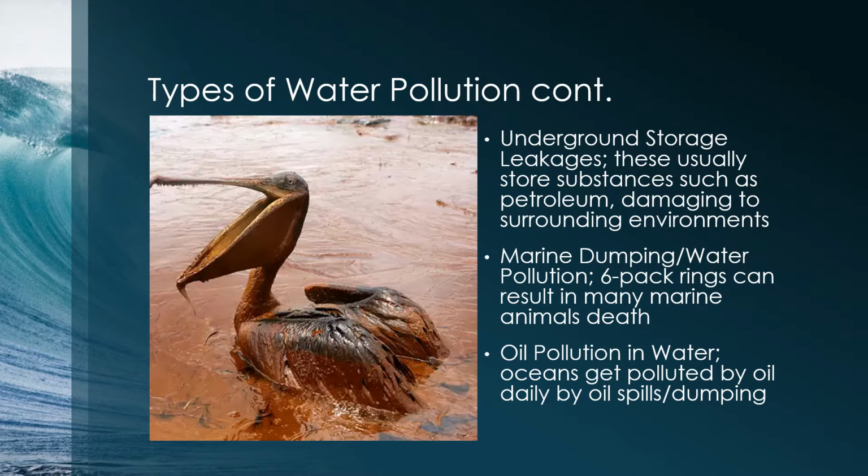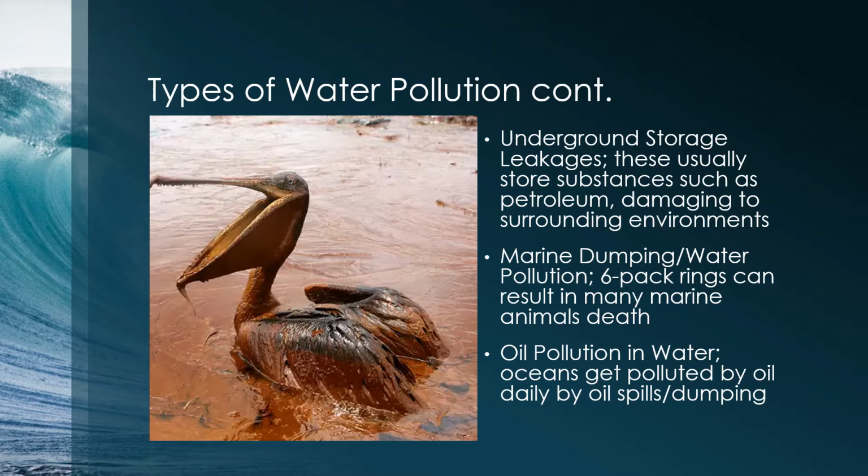There are many more types of water pollution still, including underground storage leakages. These usually store substances such as petroleum, which is very damaging to surrounding environments. Another type of water pollution is marine dumping, which includes plastic straws, plastic bags, bottles, and six-ring packs that usually hold Gatorade or some other type of pop. These are very damaging to marine animals and cause a lot of deaths because animals cannot properly digest plastic.